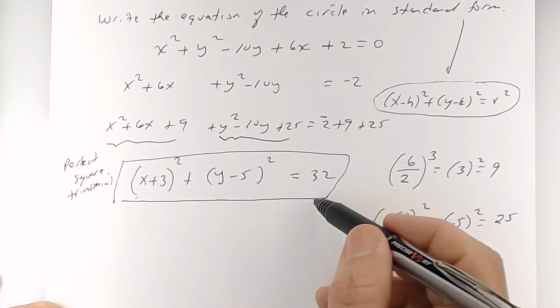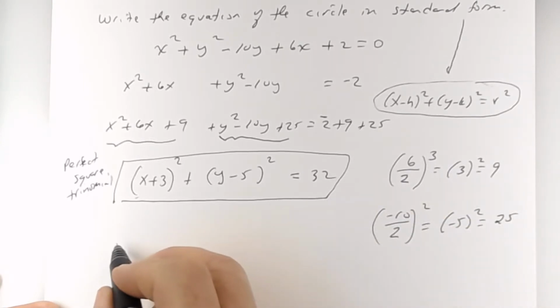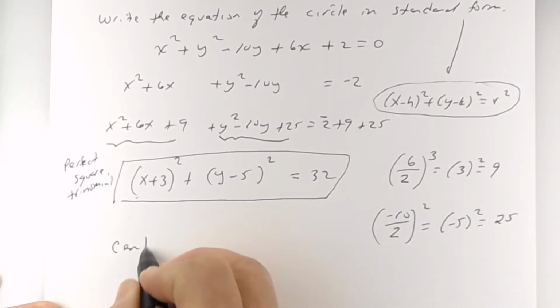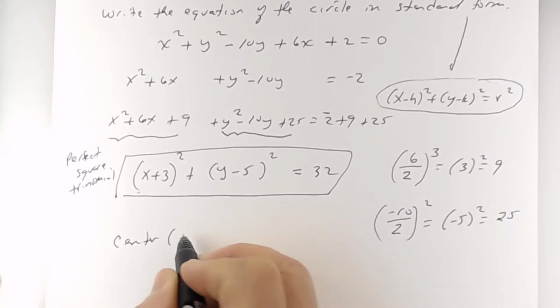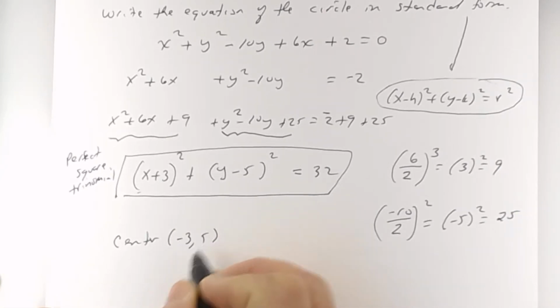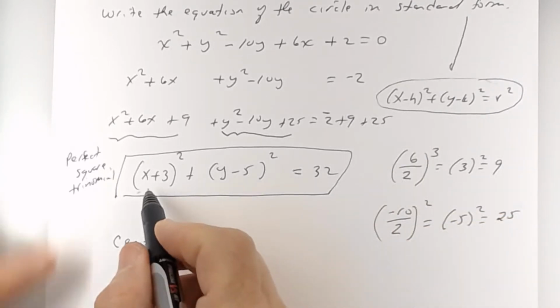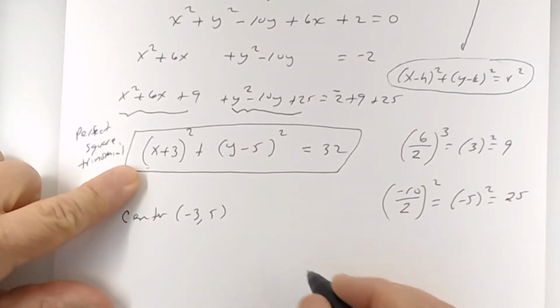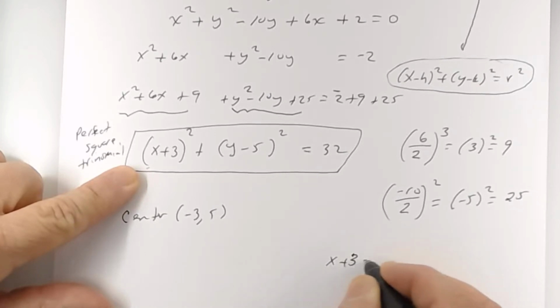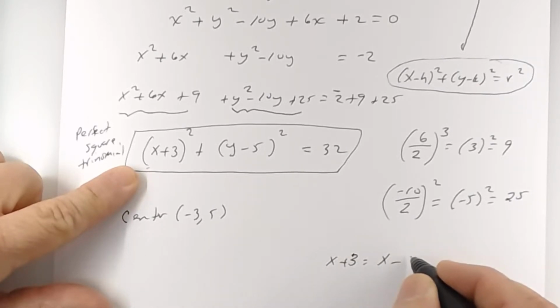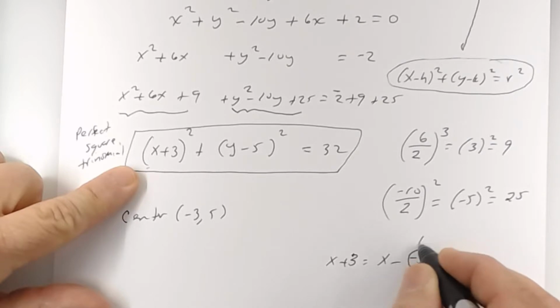So that's your equation. Now, if you're asked to find the center, what will be the center? Negative 3, 5. So it's not 3, 5, right? Because it's got to be x minus h. So remember, x plus 3 is the same as x minus a what? Negative 3. So this part right here is your h.